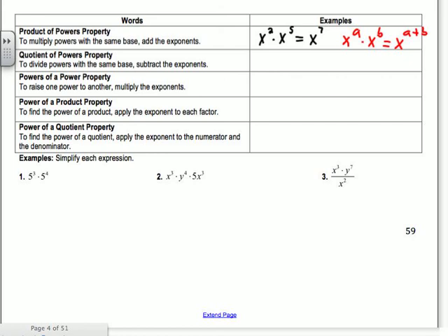So x to the a times x to the b equals x to the a plus b. Okay, quotient of powers.